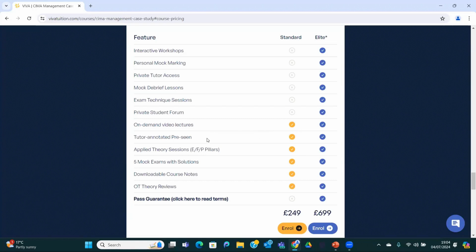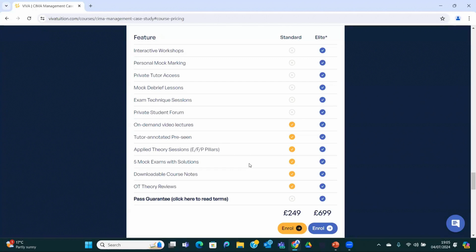We've got the pre-seen that we've annotated really smartly, with lots of good annotations, to make you think about the different areas of E2, P2 and F2 that relate to that pre-seen, and also how different scenarios could be tested in your exam. We've also got in the standard course 5 fantastic mock exams.